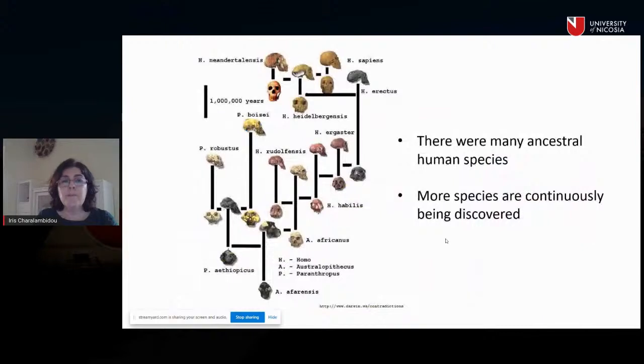One of the main messages to come out of this is to understand that there were many ancestral species to us. So this is a Homo sapiens. Look at how many other species existed. These are Homo species over here, the Homo group that I told you, which is the human group. And these are Australopithecus species. This slide does not actually show all the species that have been discovered. It would have been far too crowded. So this is just a selection of ancestral species shown on this slide. And it's also important to realize that more species are continuously being discovered.